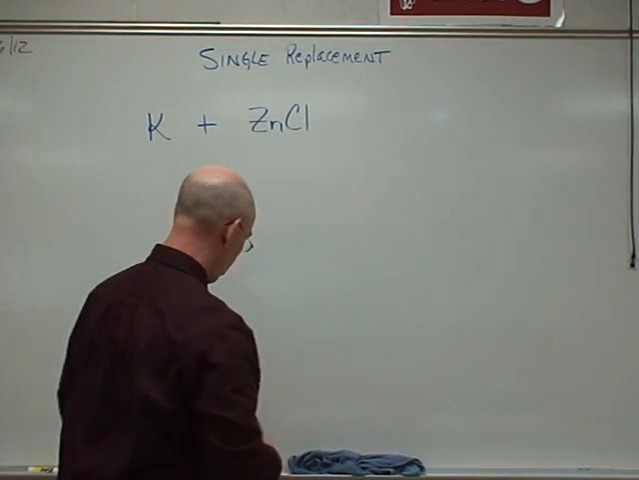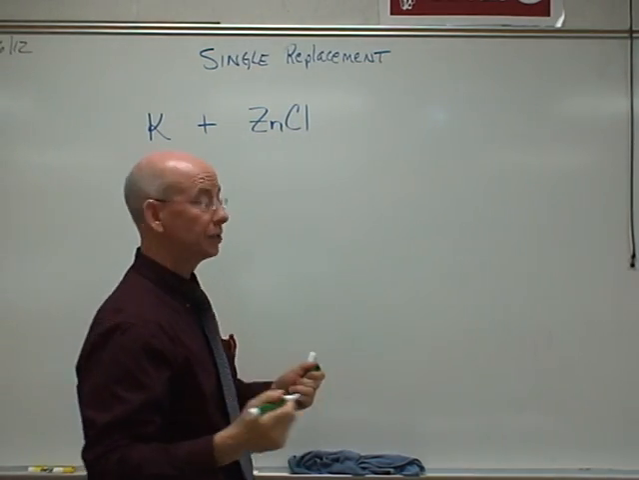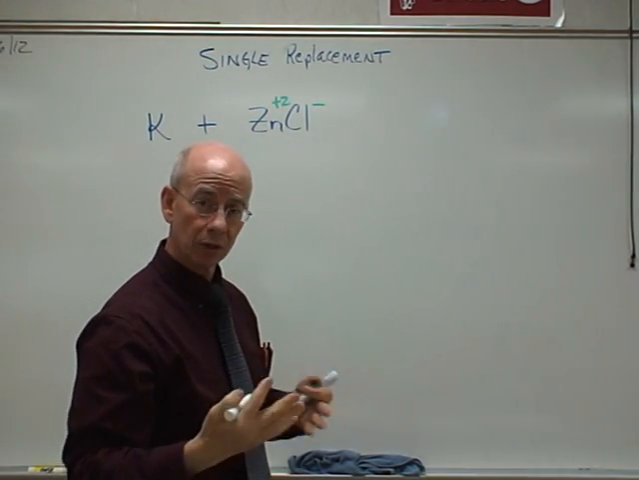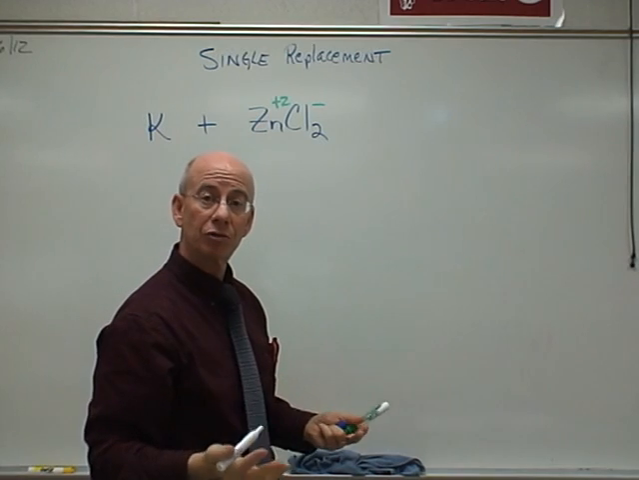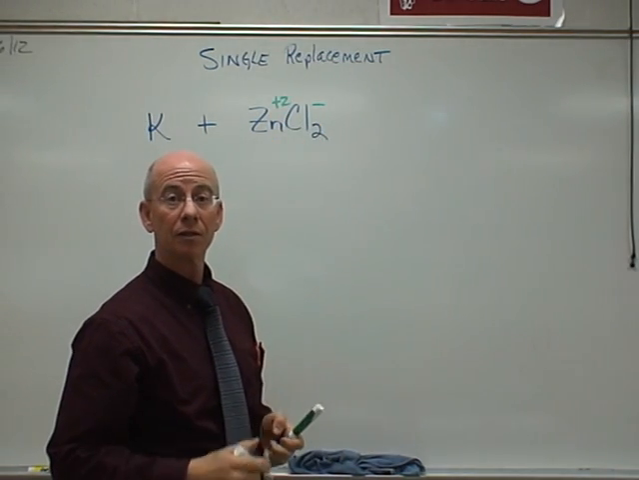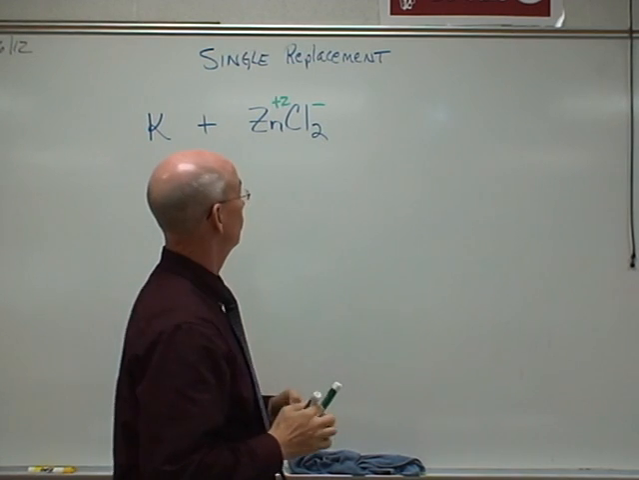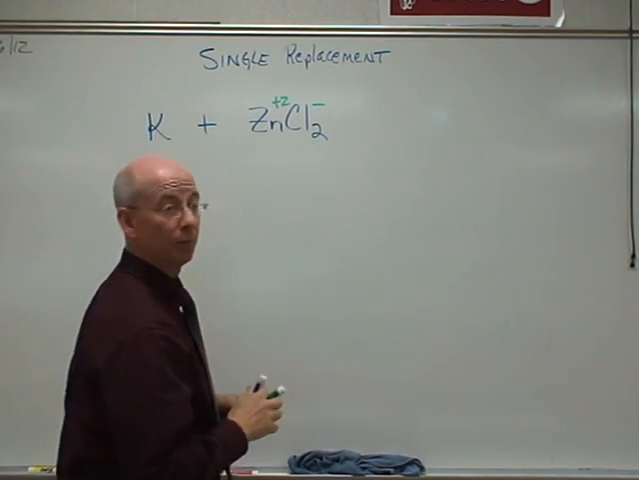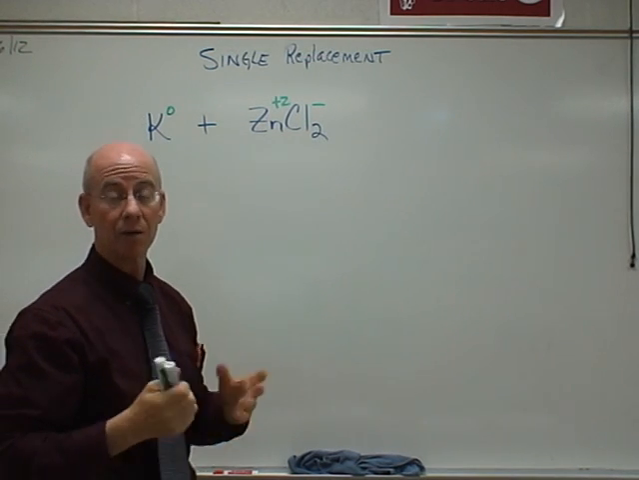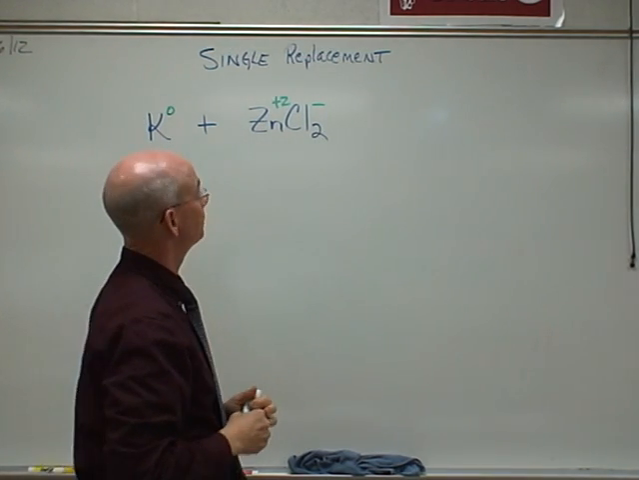So if I have zinc chloride, and I write the oxidation number, zinc is +2, chlorine is -1. Remember, you look these up on the periodic table. I use the crisscross method. Here's my formula. ZnCl2. So zinc chloride looks like this. Potassium, because it hasn't bonded yet, has no oxidation number. It's a 0 because it hasn't bonded.